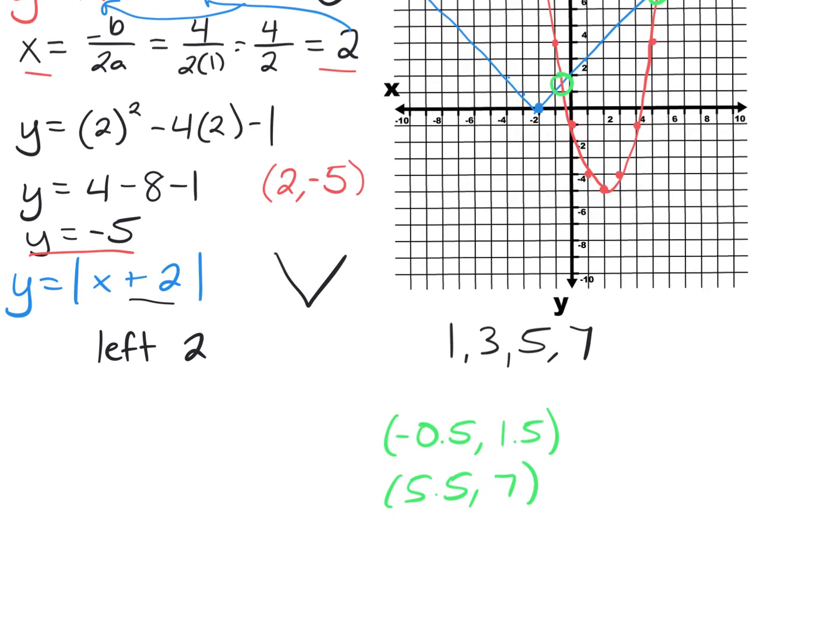On this one, what would my x values be? Negative 0.5 and 5.5. What would my y value be? 1.5 and 7.